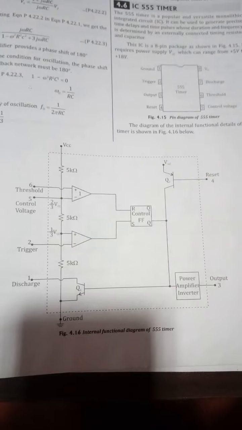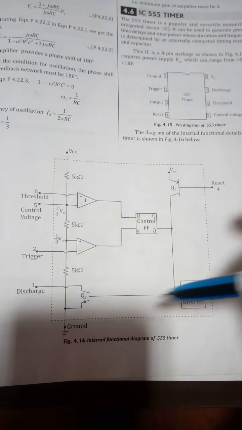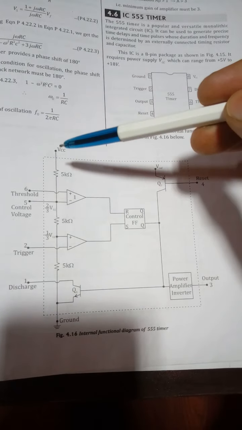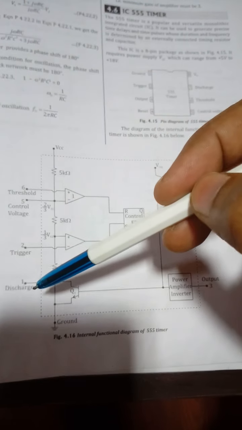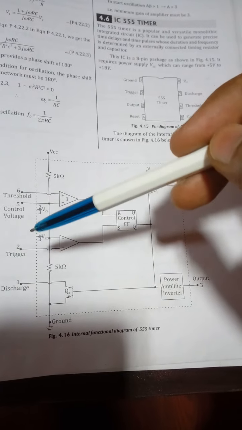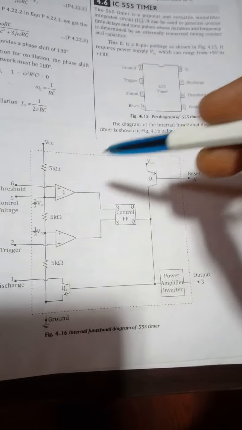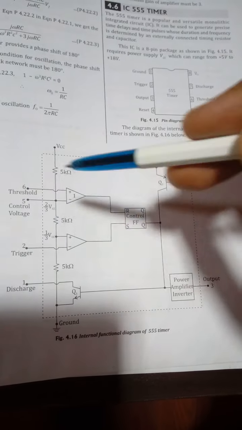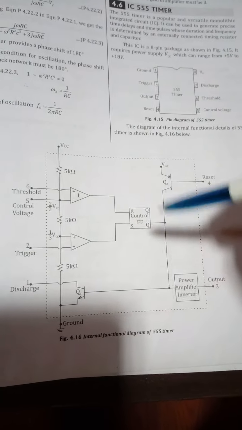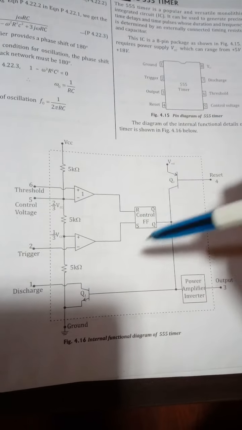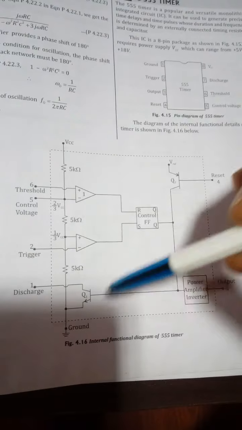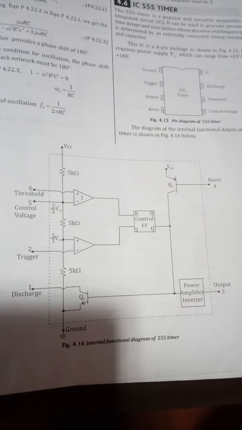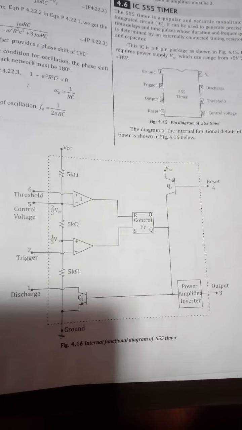You can see the functional diagram of the IC 555 timer like this. Outside you saw the pin numbers. Inside, pin number 1 is connected to the ground and pin number 8 is connected to VCC, and the rest of the pins are connected here: the discharge, the trigger, control voltage, threshold voltage. Inside this you can see 2 different operational amplifiers. Inside that you see a flip-flop, which you will study in the next chapter. And you see 2 BJTs and a power amplifier inverter. These are the components included inside the functional diagram of the 555 timer.